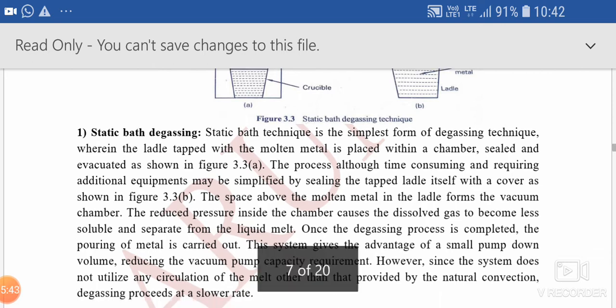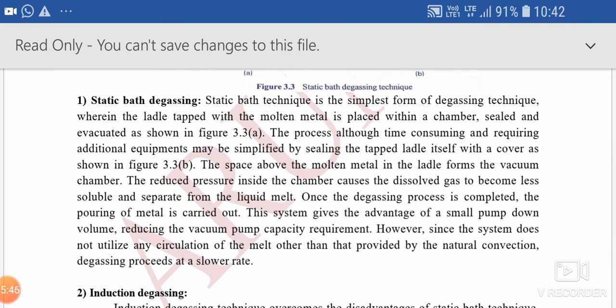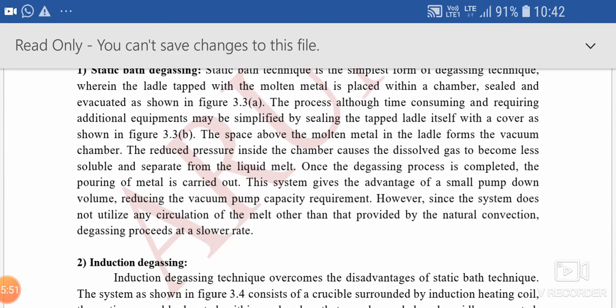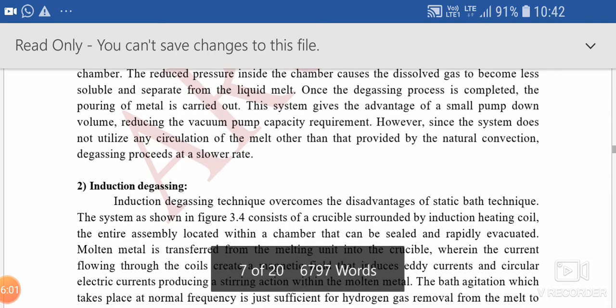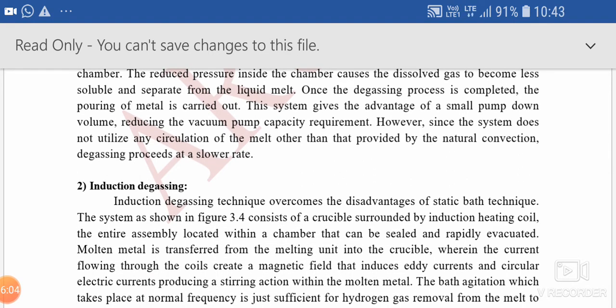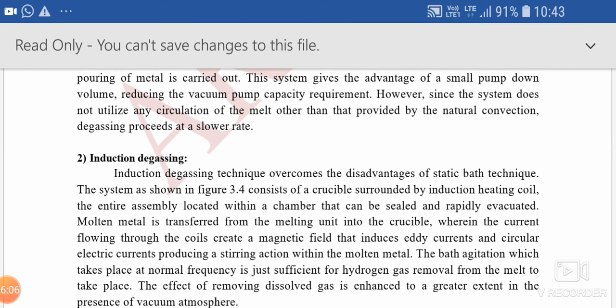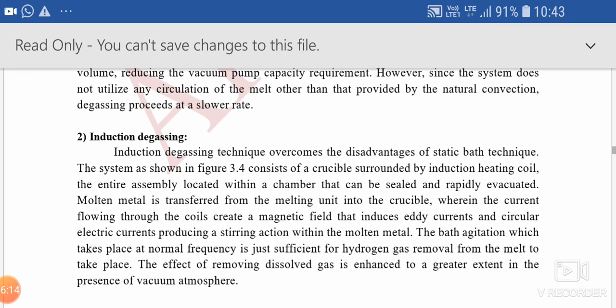Once the degassing process is completed, the pouring of the metal is carried out. The system gives the advantage of a small pump down volume, reducing the vacuum pump capacity requirement. However, since the system does not utilize any circulation of the melt other than that provided by natural convection, the degassing process is slower.